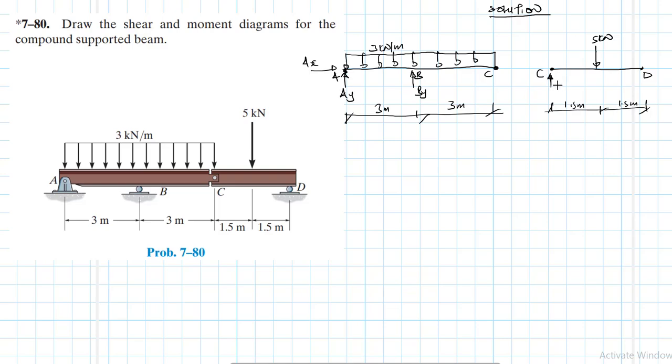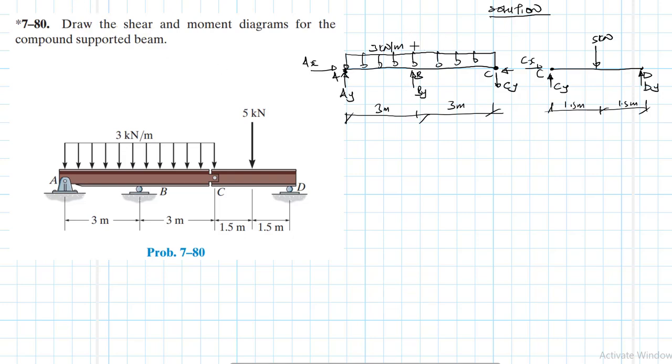I wanted to start with member CD because this is where I'm going to start my calculation, but it doesn't really matter where you start from. And then we have a reaction there, DY. Let me apply the equations of equilibrium quickly on CD, and then I'll move to ABC.